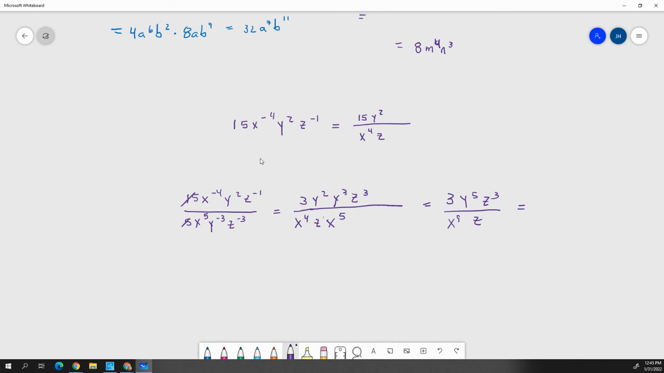And now we just reduce where we can, right? Here I have 3 z's. Here I have 1 to cancel, right? And so I get 3y to the 5th z squared over x to the 9th. So you want to treat it in pieces. Does that make some sense? Are you guys feeling that at all?